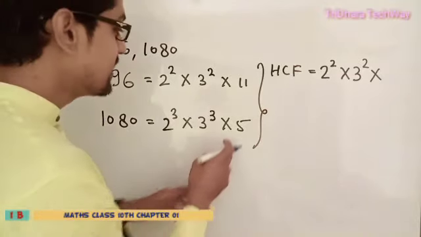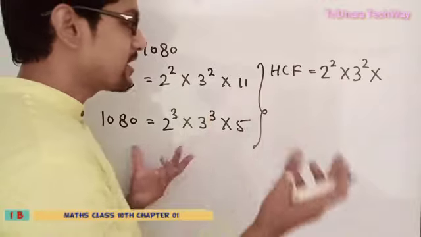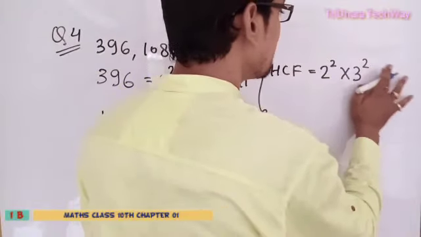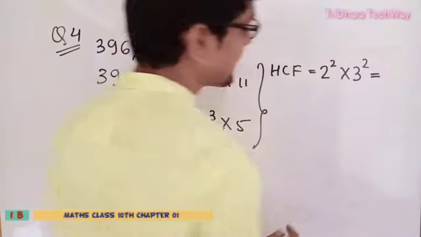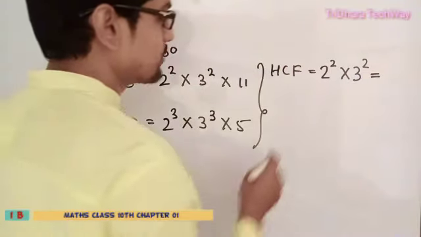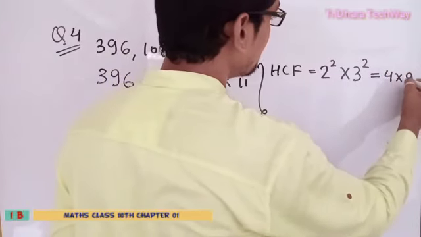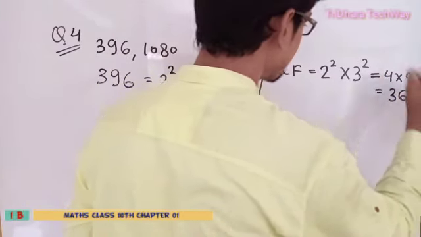Okay, now look at that. Here is 5, but here is no 5. Here is 11, but here is no 11. So you don't have to include any other value for getting the HCF of these two numbers. 2 squared is 4, 3 squared is 9. So 4 times 9 is 36.